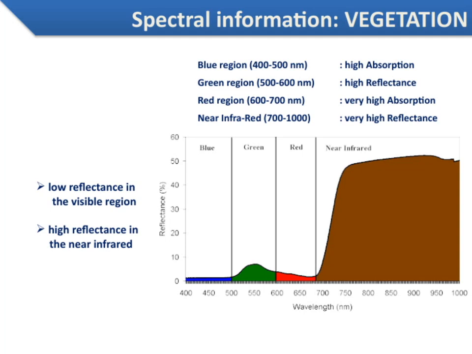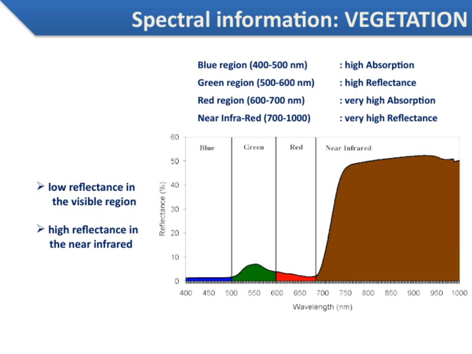Let's take a closer look at the spectral information related to vegetation. In the blue region, which spans from 400 to 500 nanometers, we see high absorption levels. This means that vegetation tends to absorb a lot of blue light. Moving to the green region, from 500 to 600 nanometers, there's high reflectance, which is why plants appear green to us. Their leaves reflect more green light.